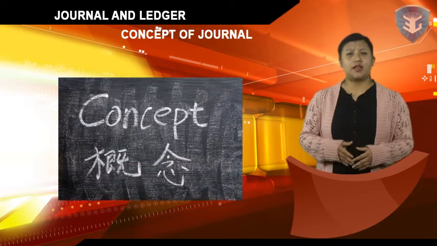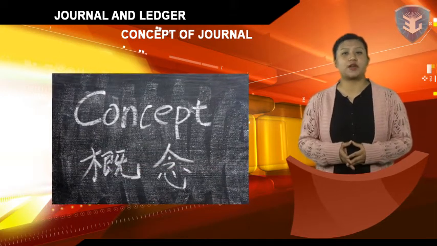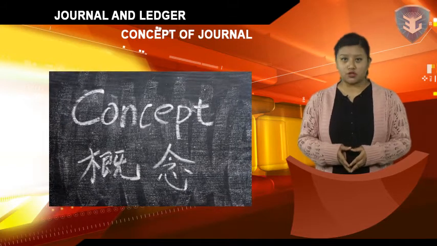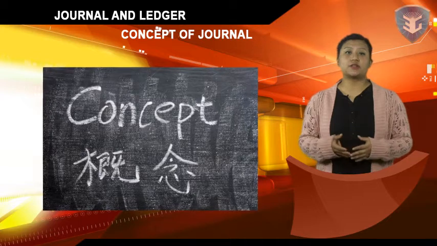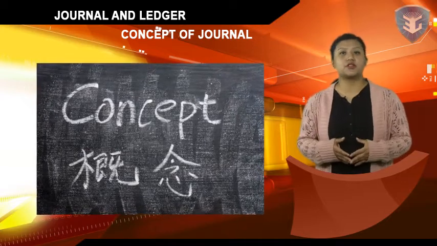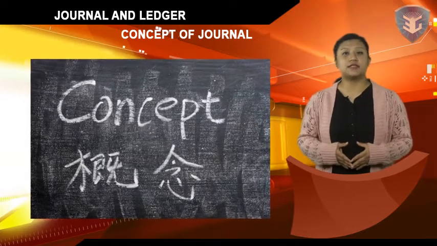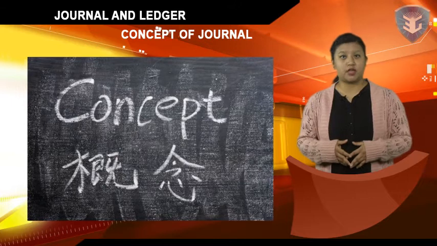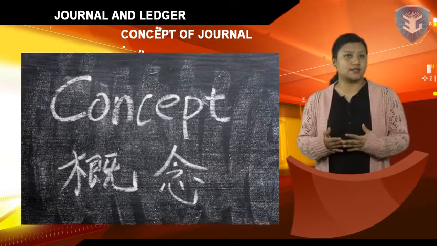Moving on further, let's discuss in brief the concept of journal. The word journal has been derived from the French word jour. Jour means day, so journal means daily. Transactions are recorded daily in journal and hence it has also been named so. It is a book of original entry to record chronologically, that is, in order of date and in detail the various transactions of a trader. It is also known as daybook because it contains the accounts of everyday transactions.